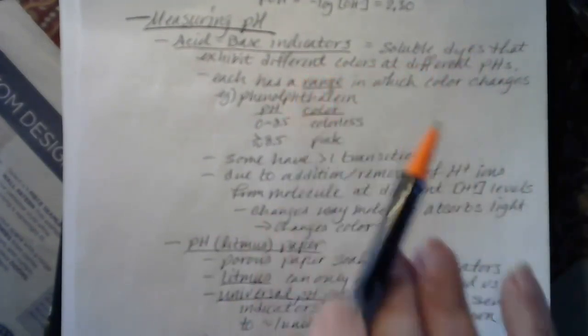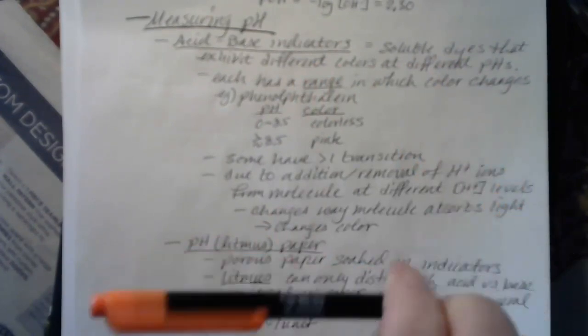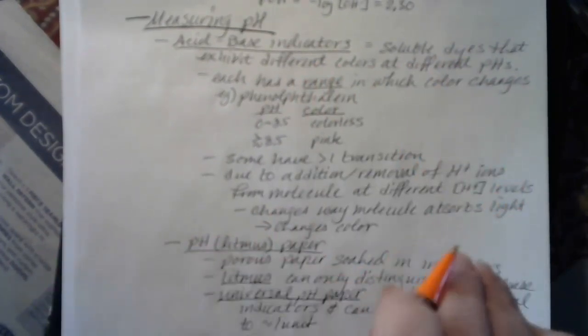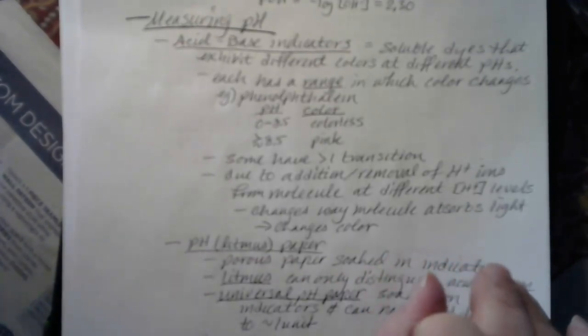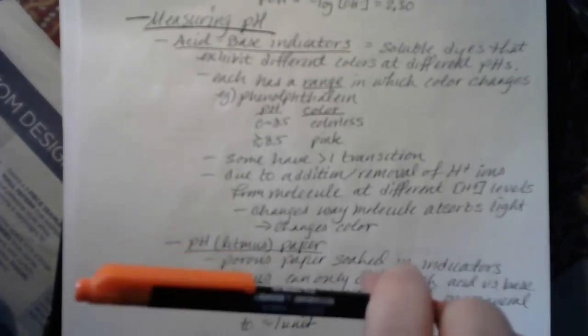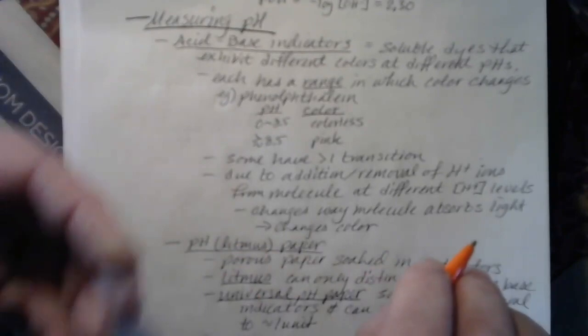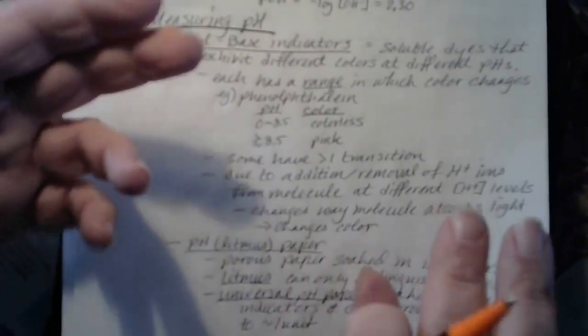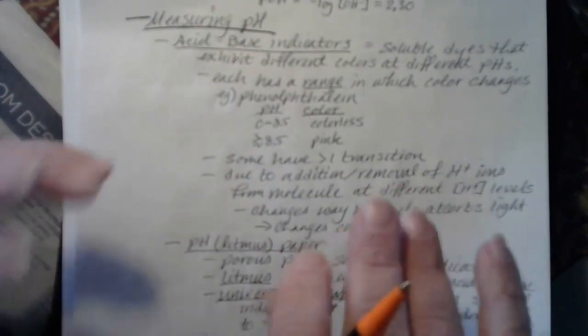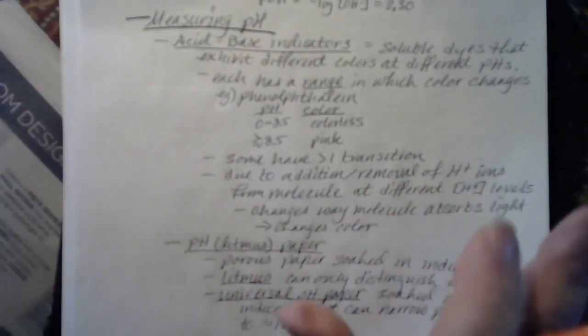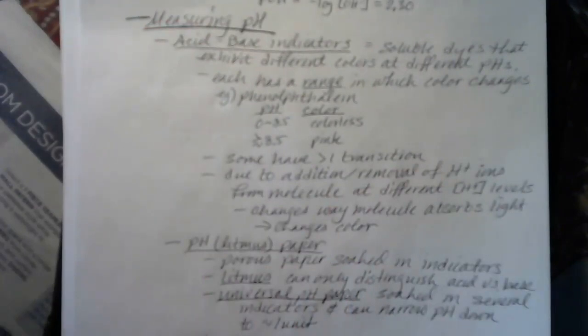And the thing is that these are large, complicated molecules that have several places where acidic H pluses can bond onto the molecule. And at different pHs, that is different concentrations of H plus ions, ions might attach or detach from those areas on the molecule. And what results from that is a difference in the way the molecule absorbs light. So if the molecule starts absorbing a different color of light, it will appear a different color to us.